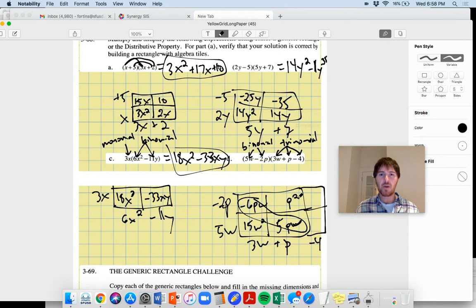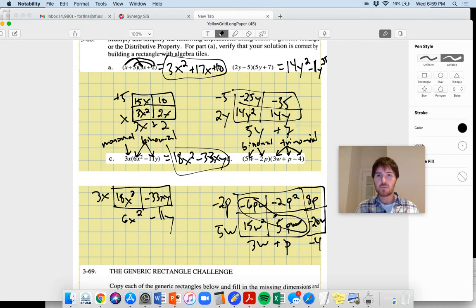So we're going to get a P squared up here. P times P is P squared. Negative 2 times 1 is negative 2. Negative 4 times negative 2 is 8. And then we got the P. And then finally, we have negative 4 times 5 is negative 20, and that's W here. Okay, check for like terms.